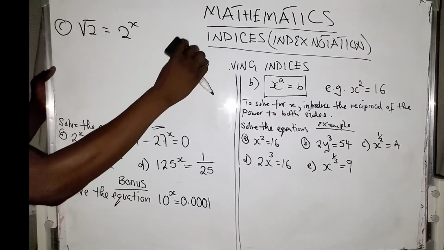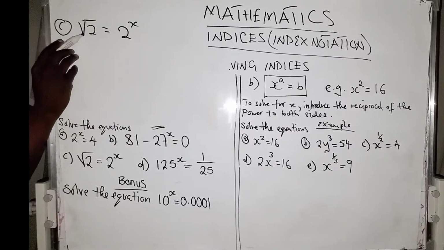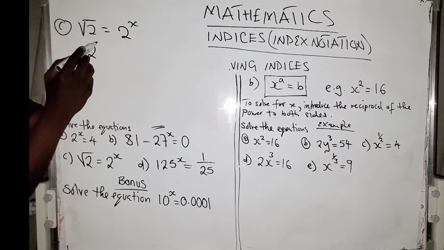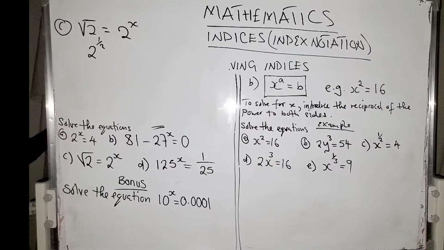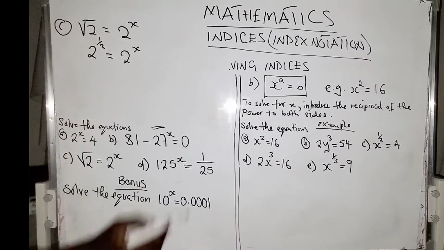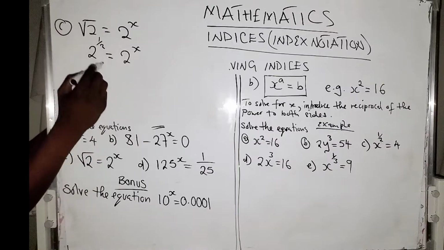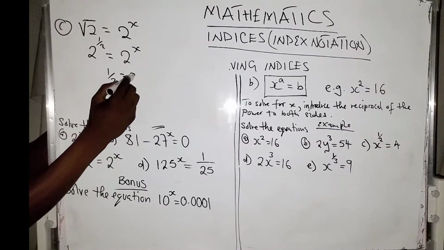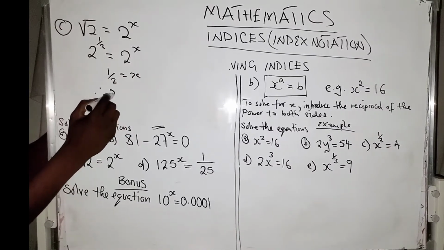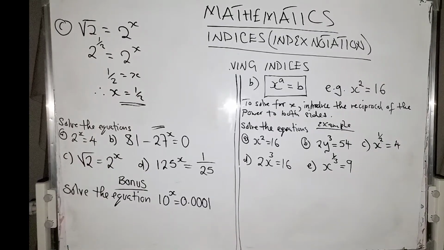So meaning you have a clue here. This is an examination question. So look at this. This one can be written as 2 raised to the power 1 over 2, which is equal to 2 to the power x. Our base is the same, so you can get to what? 1 over 2 is equal to x. Therefore, x is equal to 1 over 2. That's to confuse you.